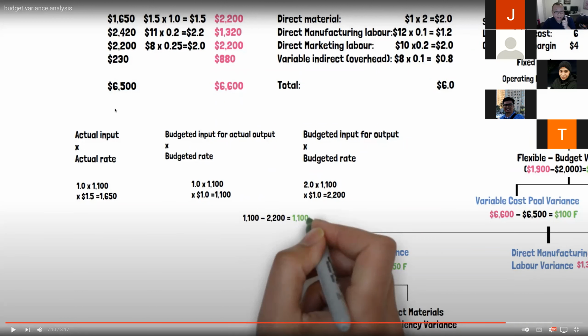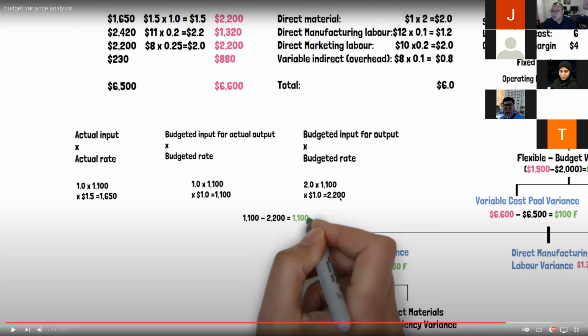So here, when we are saying actual input times actual rate, the actual input is 1 pound for each unit, and there are 1,100 units. So 1 pound times 1,100 units. So I need 1,100 pounds, and each pound, the actual rate, is $1.5. So this is the 1650. This is my actual number. And for my budget, the input is 2 pounds per unit, and there are 1,100 units. And each pound, the budget rate is only $1. So that's my 2,200.